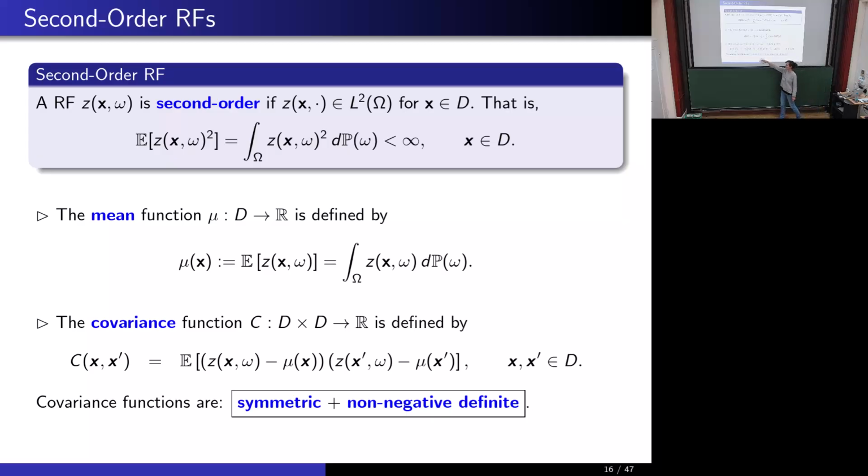You can't just pick any old function and call it a covariance function. It has to be symmetric. This is formally the definition of a covariance function. Right? This is the covariance between that random variable and that random variable. It has to be symmetric and non-negative definite. Another way of saying that is positive semi-definite, if you prefer that terminology. I'll say non-negative definite.